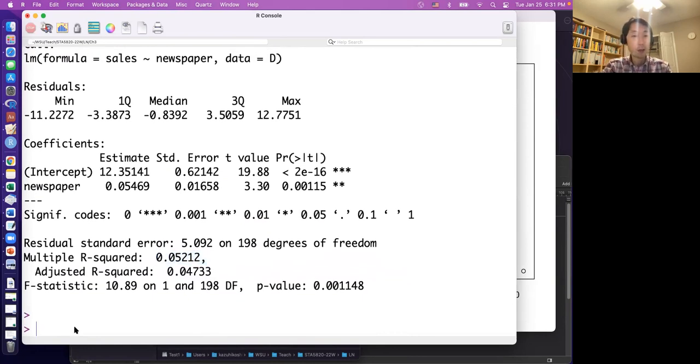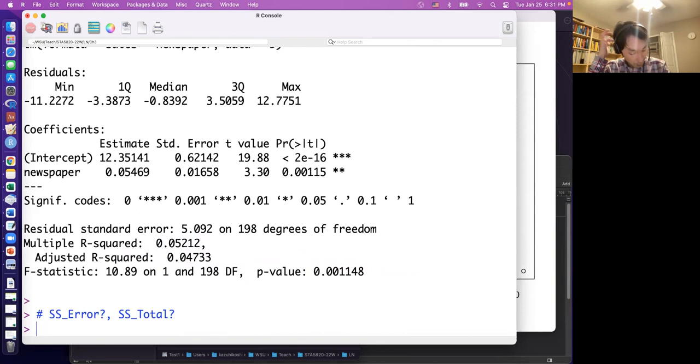And what is the SS error and the SS total? The quiz asks to calculate this, and for the SS error you can see slide number 10 about the formula. Basically y minus x beta hat, squared, and the summation. So the summation of this is the SS error.